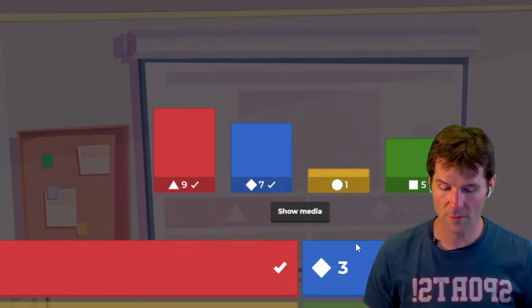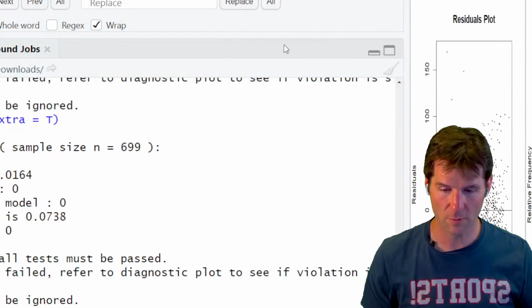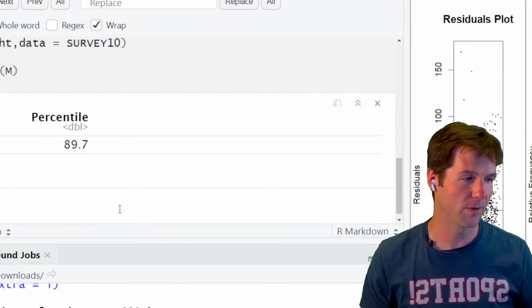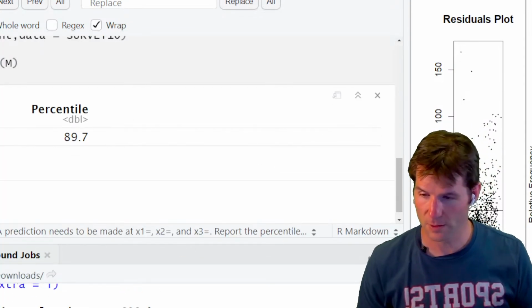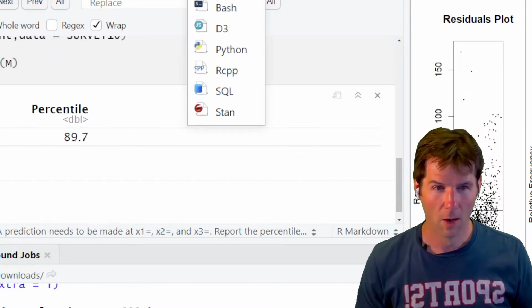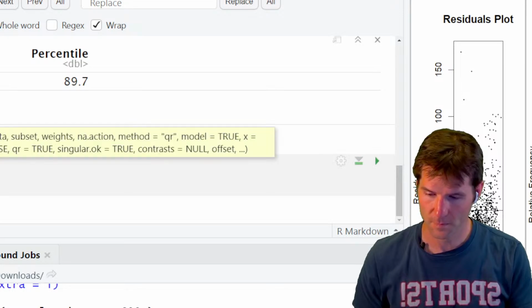How do we get coefficients? How in the world do we get a coefficient? If you had to find a coefficient, what code do you run to find coefficients? Summary. So you have to know where to get a coefficient in your model.